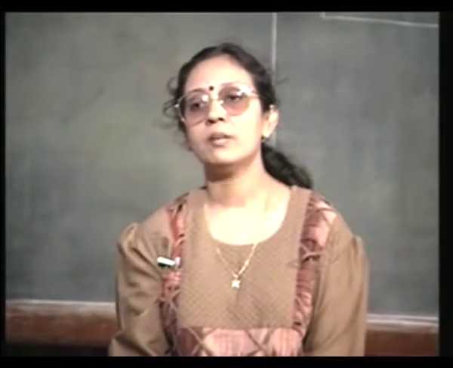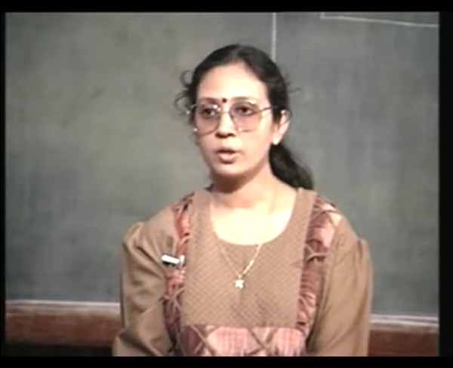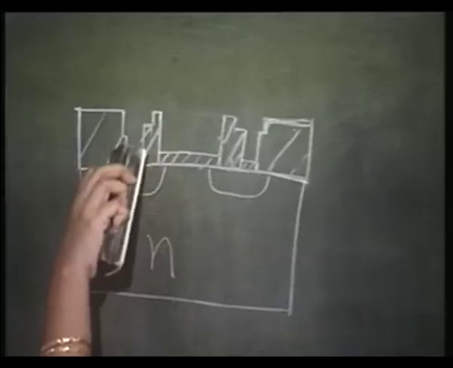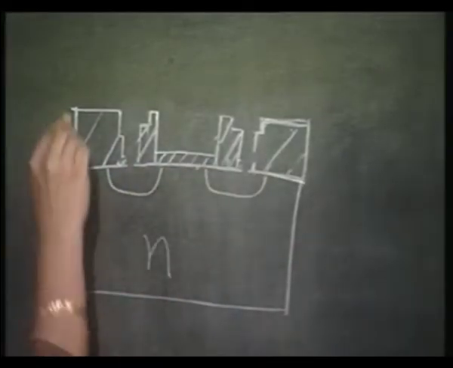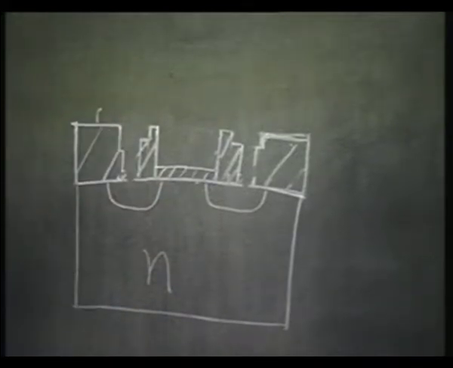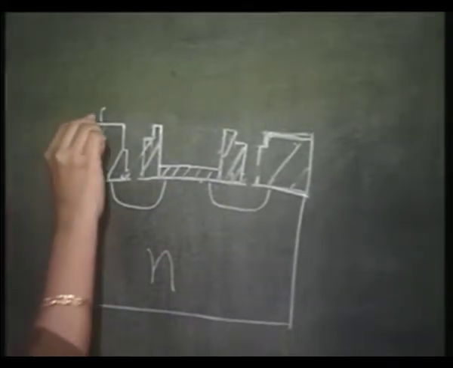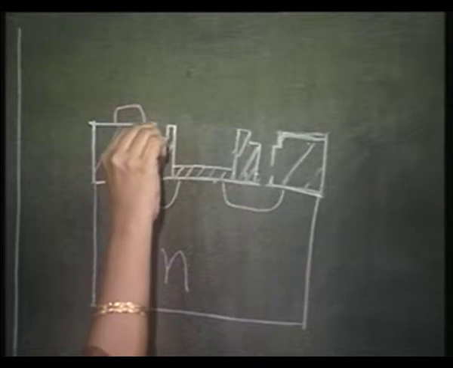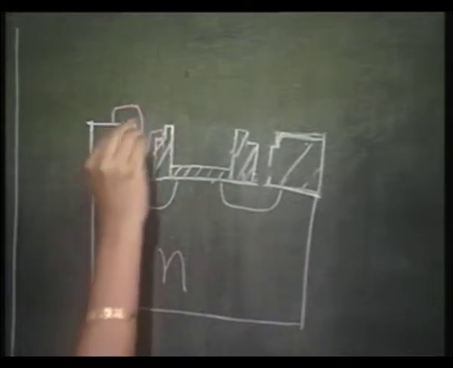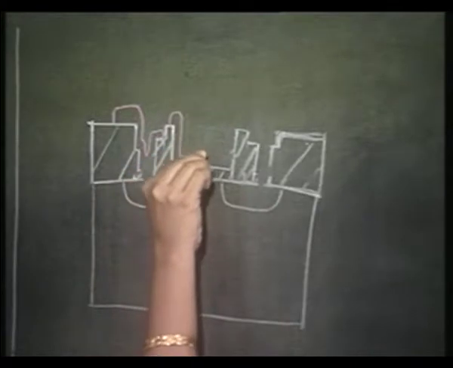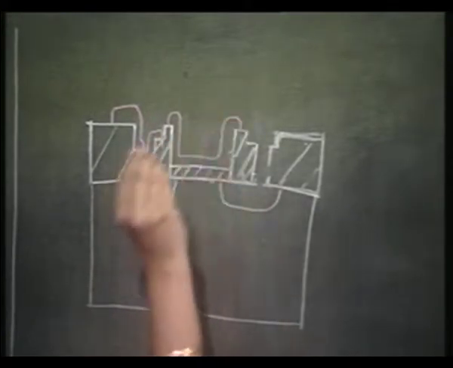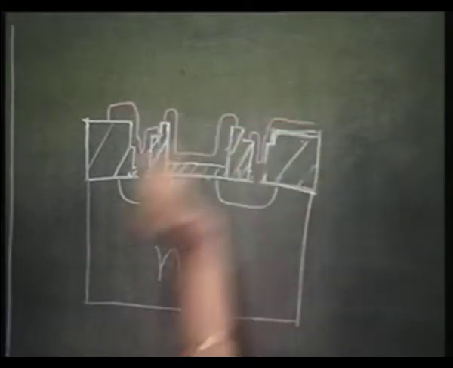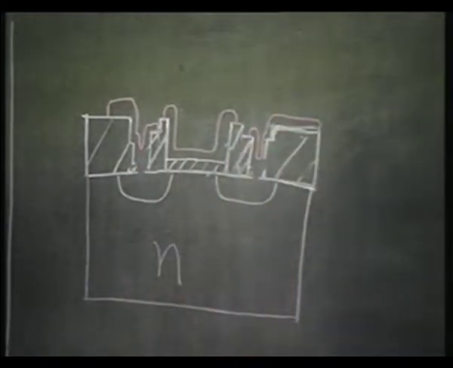After that, you have a third mask for the contact windows. Okay. So, you have contact windows opened again. Now you have contact metal deposited. This is for source, this is for gate, and this is for drain.